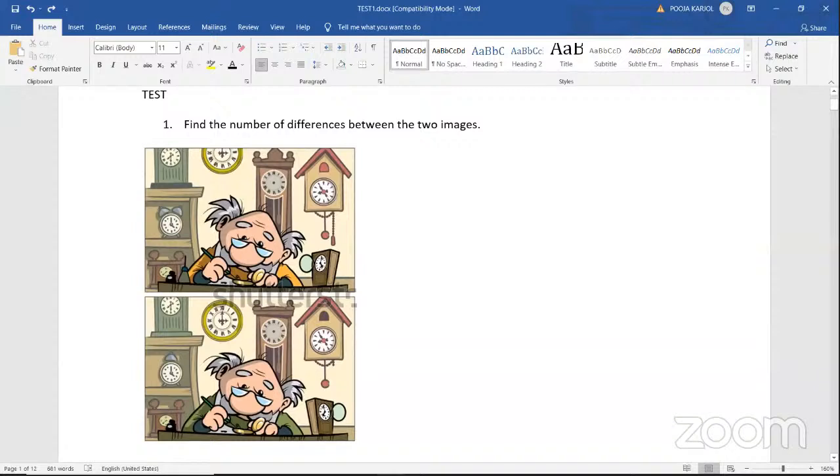His hair, if you haven't observed, see, his hair, can you see now? Yes. Yeah, there are 10 differences.